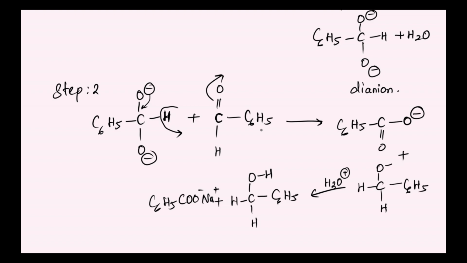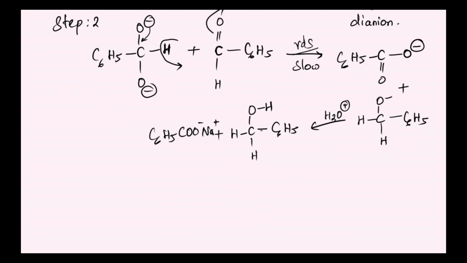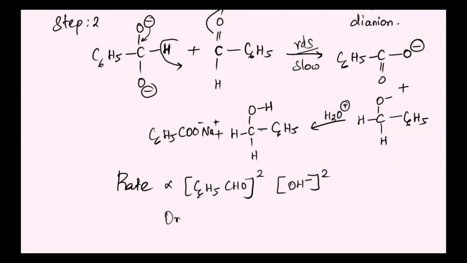Okay, so here the rate determining step, always the slow step, that is the rate determining step. So this step is the rate determining step and this is the slow step. So what would be the rate of the reaction then? So rate of this reaction depends on two benzaldehydes, and also OH minus. So the order becomes 4.